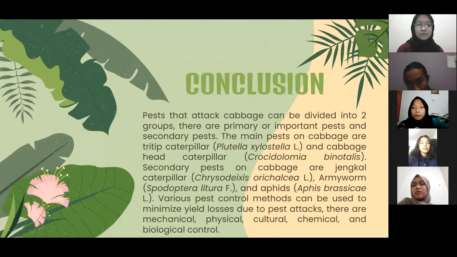Okay. From our presentation, we can conclude that pests that attack cabbage can be divided into two groups. There are primary or important pests and secondary pests. The main pests on cabbage are the three-tip caterpillar and the cabbage head caterpillar. Secondary pests on cabbage are jengkal caterpillar, armyworm, and aphids. Various pest control methods can be used to minimize yield losses due to pest attacks. There are mechanical, physical, cultural, chemical, and biological control.